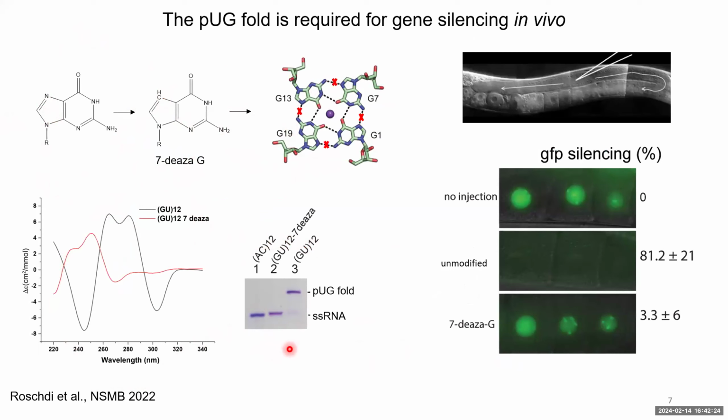Using this modification, our collaborators were then able to go back and do the in vivo silencing assays with GFP as well. When you do no injection, they see no loss in GFP expression. And when you do a normal pug, GFP levels are significantly silenced. But when you do the 7-deazaG modification, which inhibits quadruplex formation, but wouldn't affect standard Watson-Crick base pairing, you see no silencing activity, showing that this structure is essential for the silencing activity.